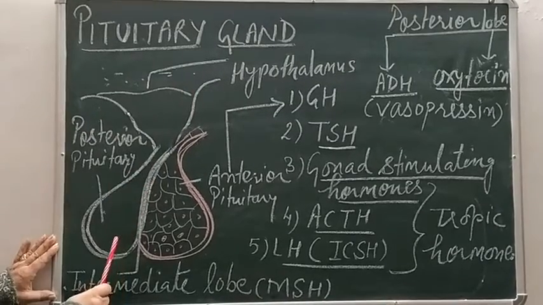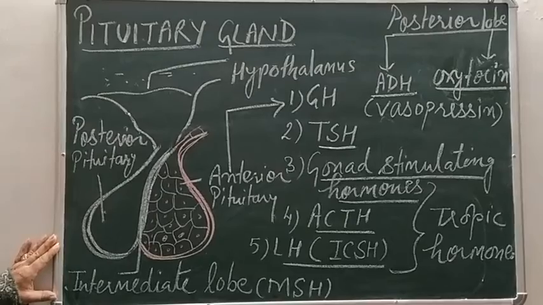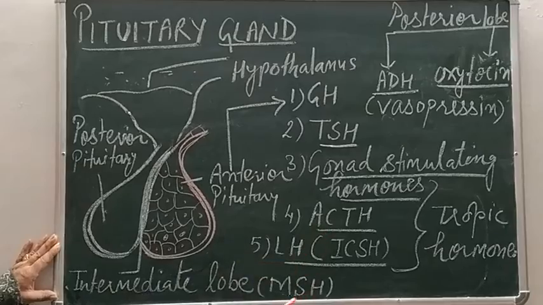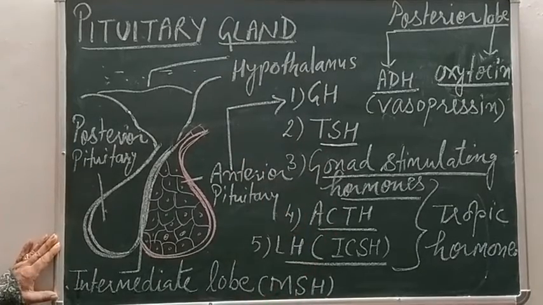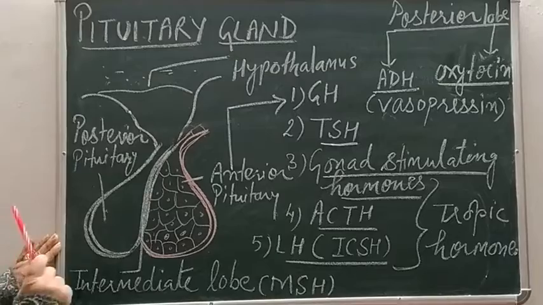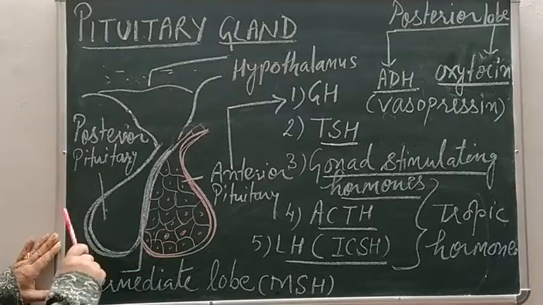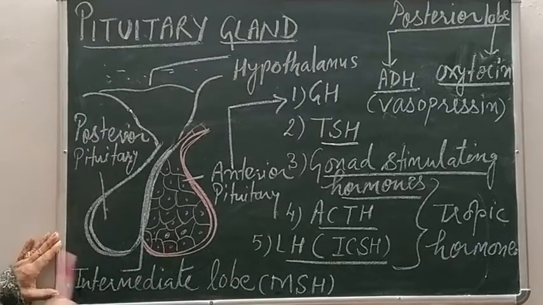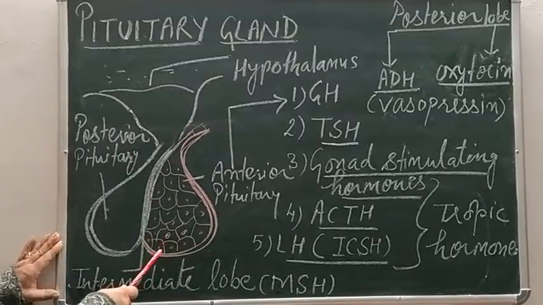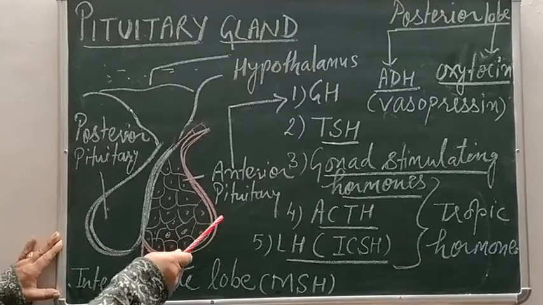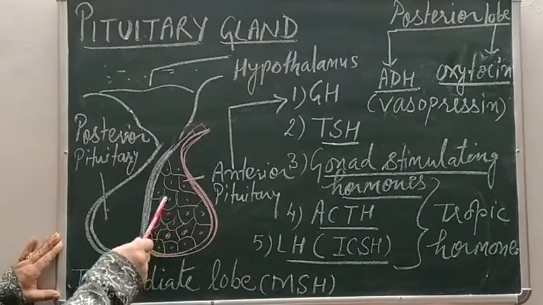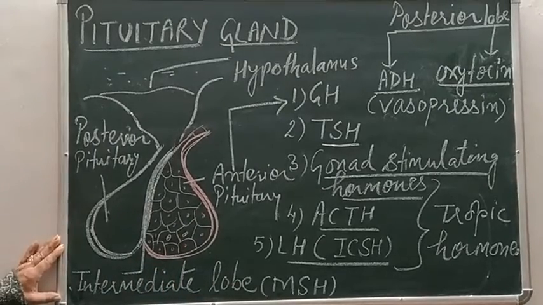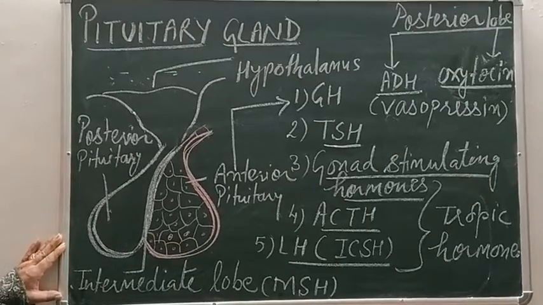The pituitary gland is known as the master gland. Why is it called the master gland? Actually, it secretes many hormones. As you can see here, there are many hormones I have written here. These hormones are secreted by the pituitary gland, either the anterior lobe or the posterior lobe. But why is it called the master gland? Because these hormones secreted by the pituitary gland control or stimulate other endocrine glands to secrete their secretion, and that is why it is called the master gland.